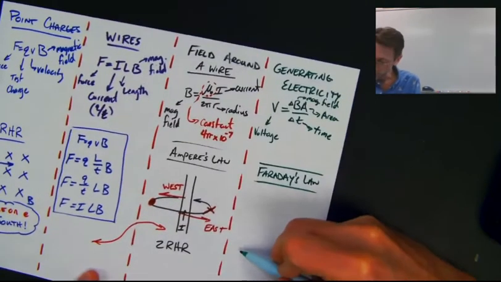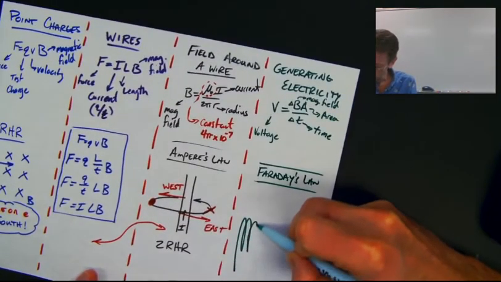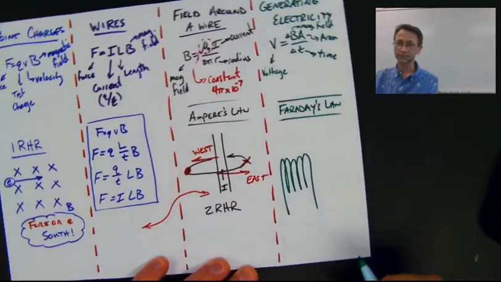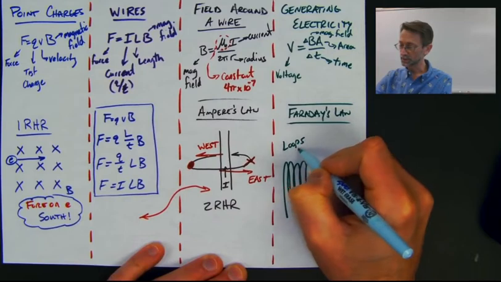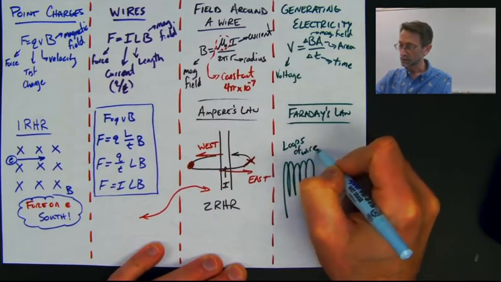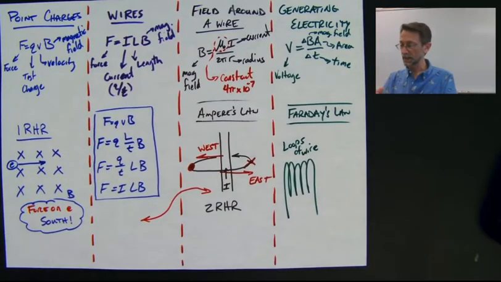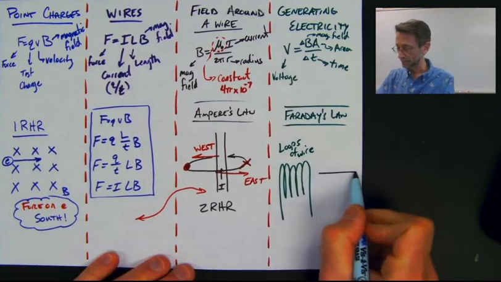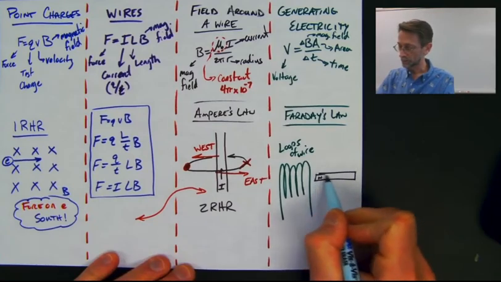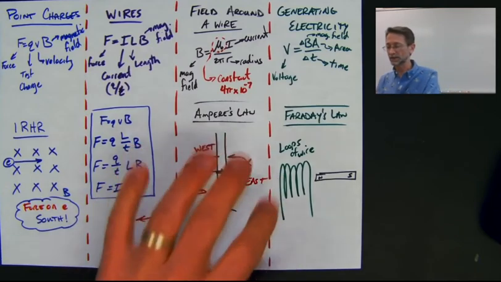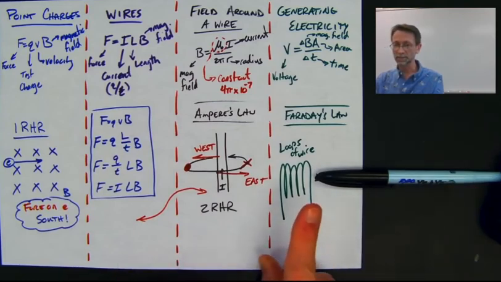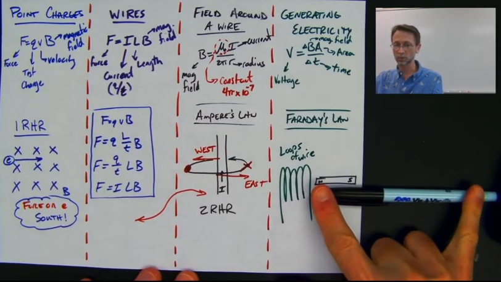So in essence, what we're doing is we're taking a set of loops, loops of wire, and then we're going to take a magnet, north and south. There are a couple different things that we can do with this. If I have these loops of wire, remember that our magnet is strongest at the poles.